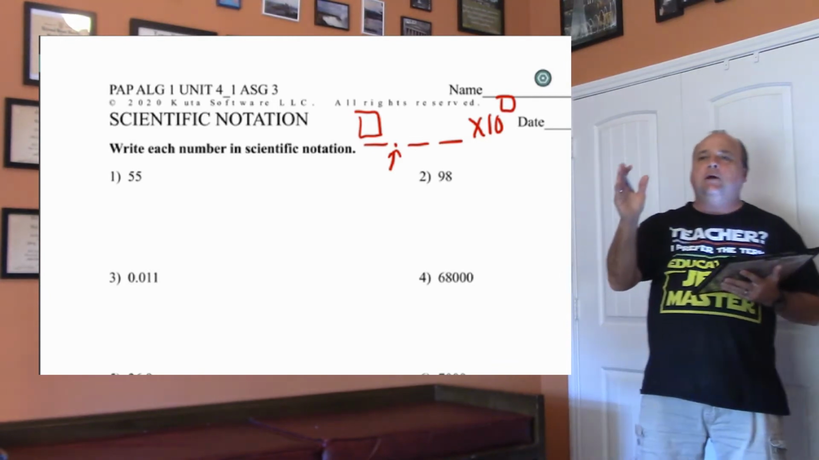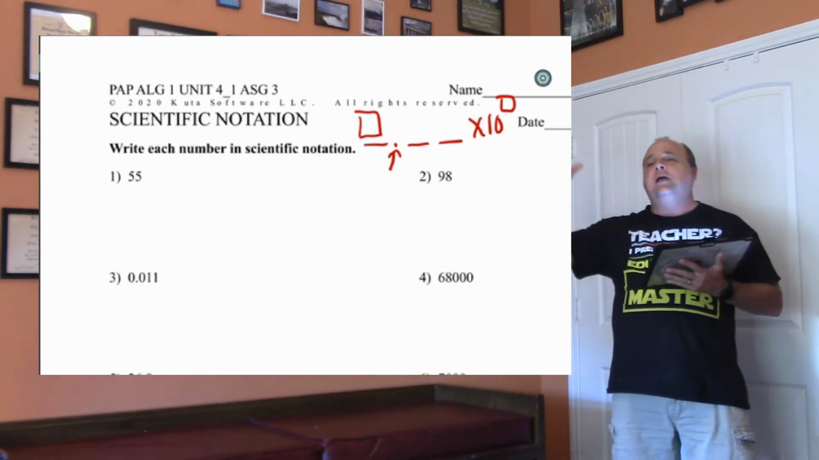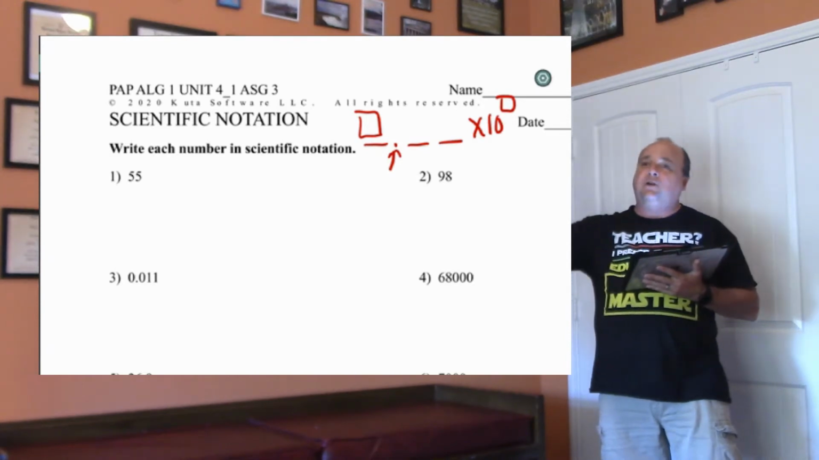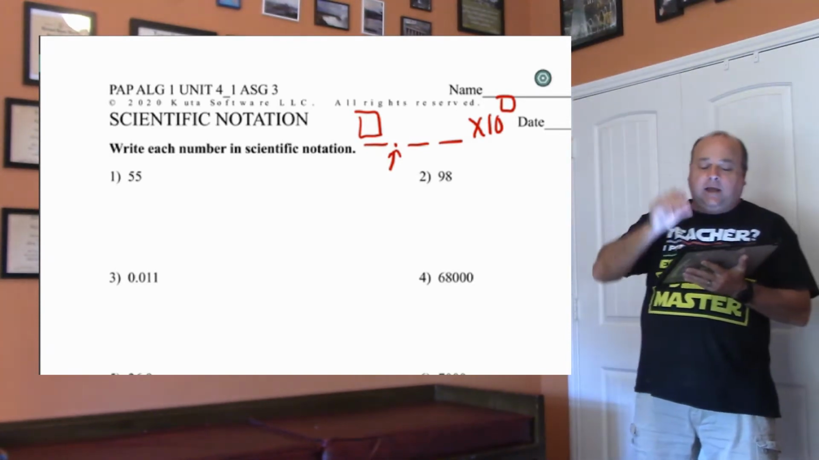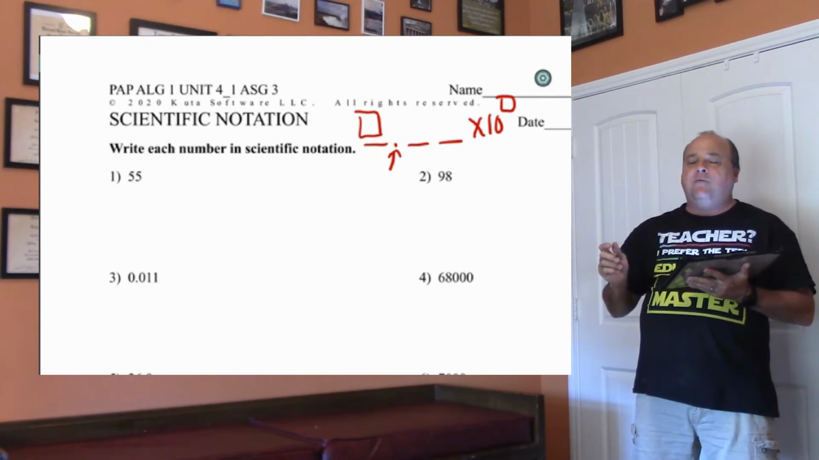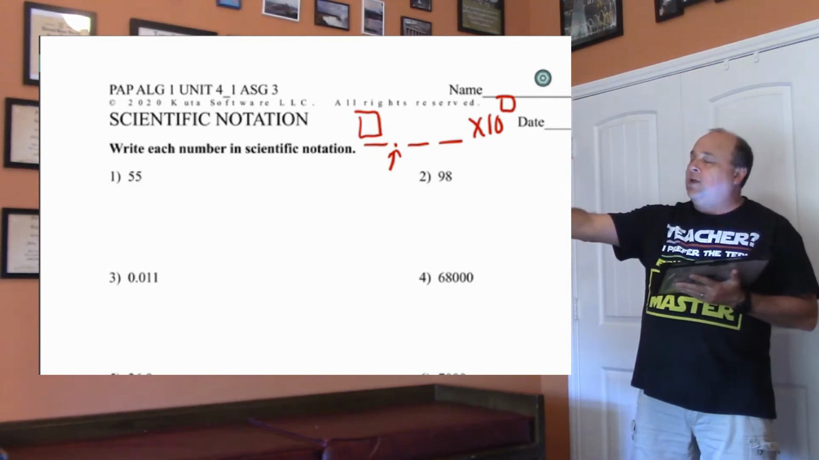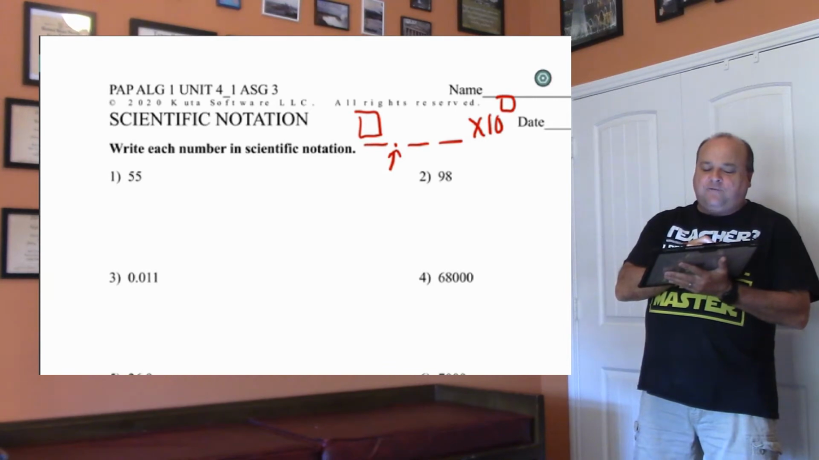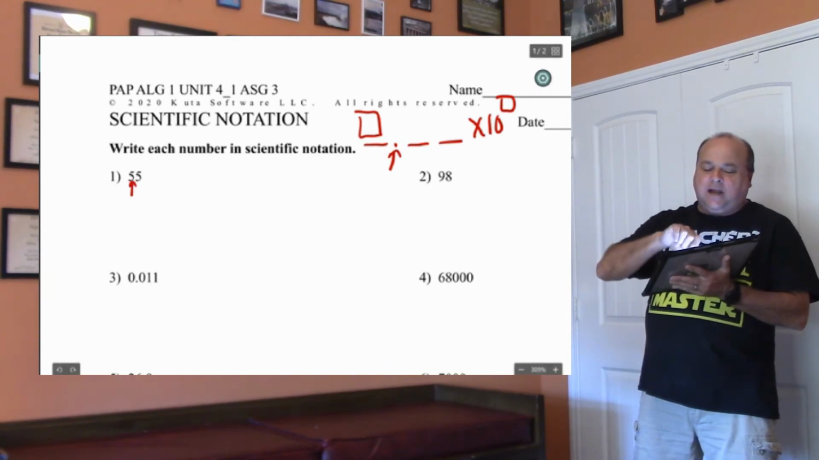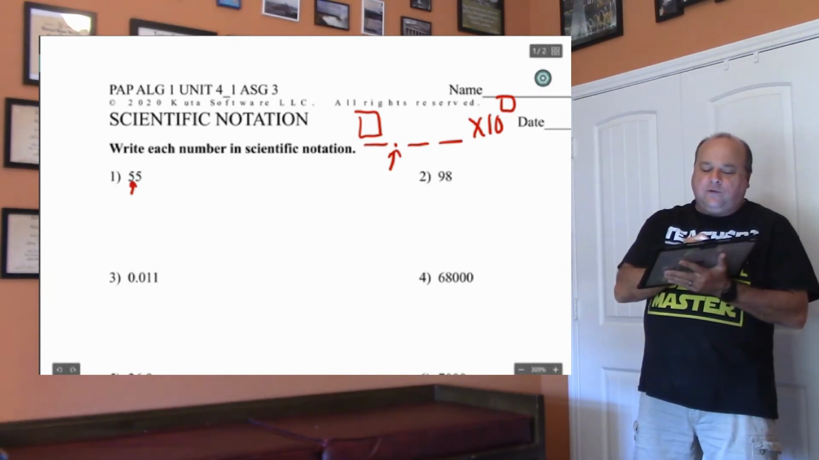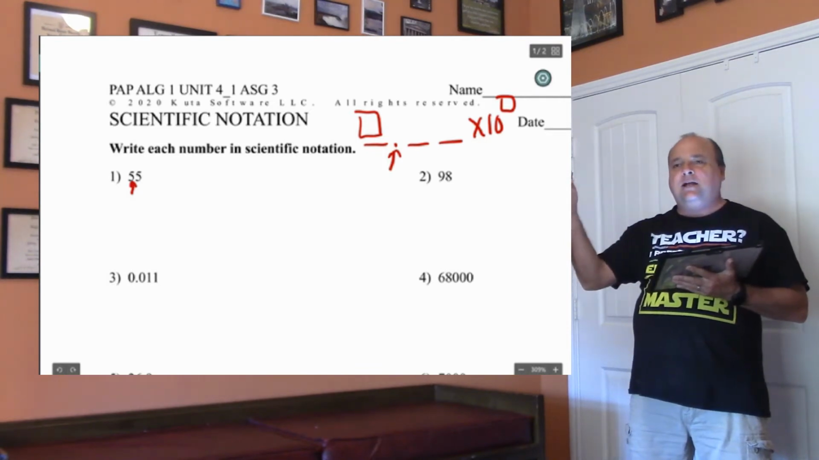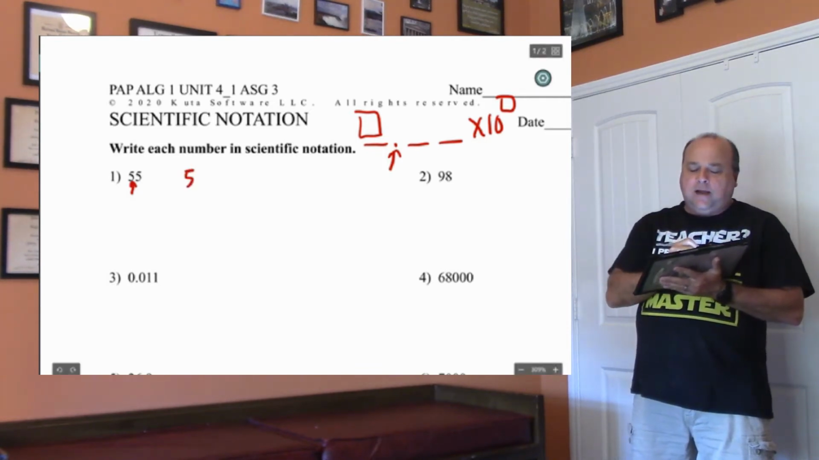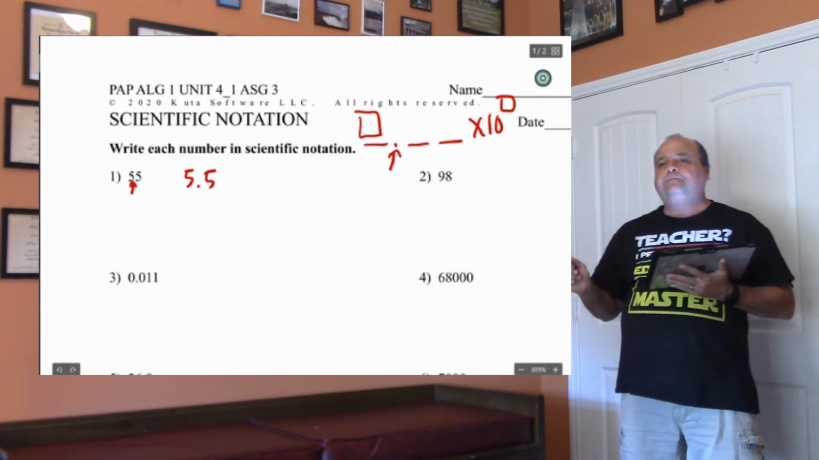So we're going to write numbers in scientific notation first, and then we're going to take numbers in scientific notation and write them normal. Okay, so number 1, we have 55. The first thing you want to do is start at the left of the number and go to the right. So if I start at 55, my first number is 5, and then I'm going to put an arrow tip right after the first digit. That's where my decimal is going to go. So I'm going to write down 5.5.